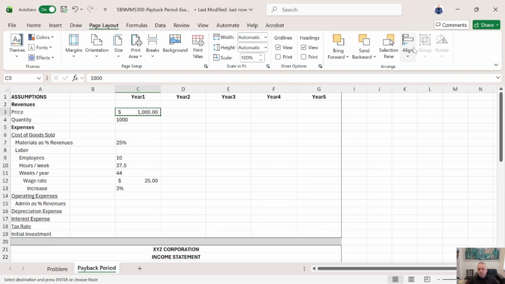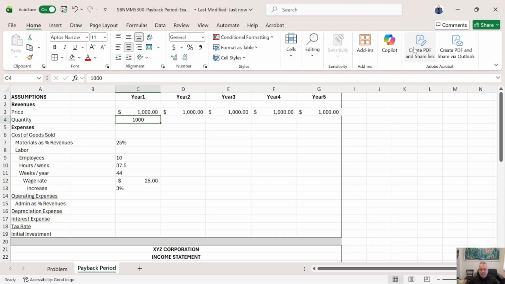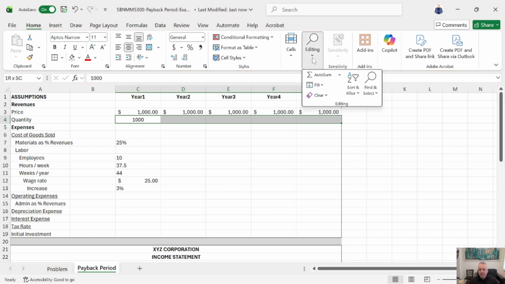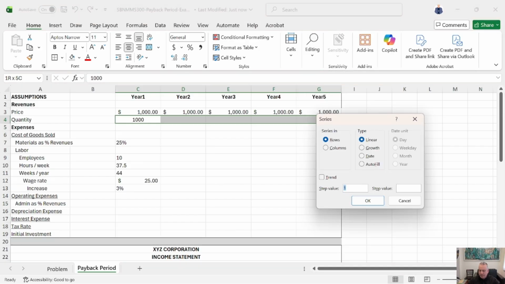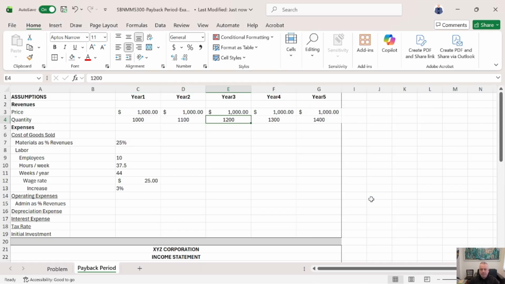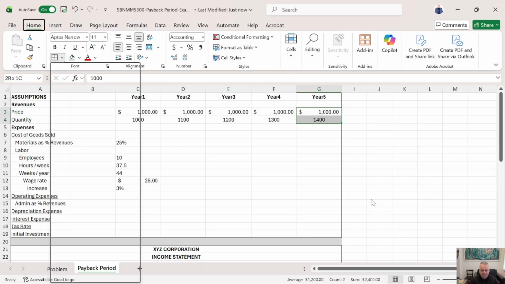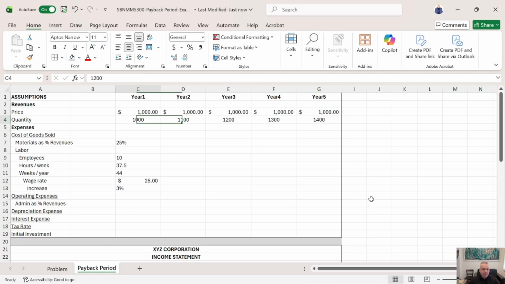Our price stays constant, so I'm going to copy and paste it. I'm going to show you a fun thing here. I'm going to select all those values from that 1,000, and then off the Home tab I'm going to go to Editing and do this Fill Series. I saw that they went up by 100, so I'm going to use a step value of 100 and have it give that to me as a number that it calculated for me. This number I'm going to center and copy and paste across.